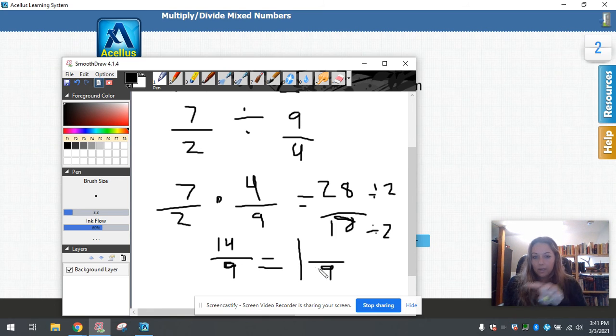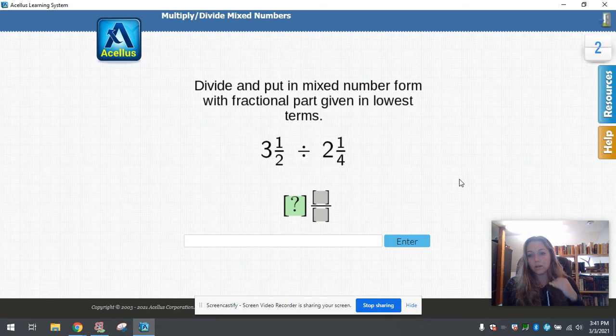We just took 1 nine away from this 14 that we had. So 1 times 9 is 9. We take that away. 14 minus 9 gives you 5. Our answer is 1 5/9.